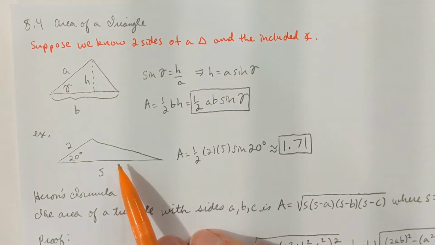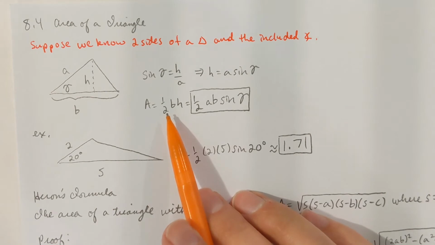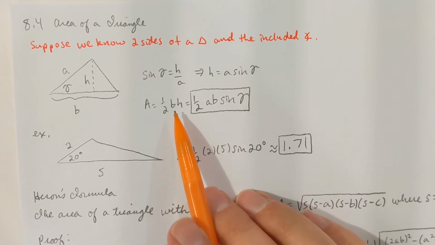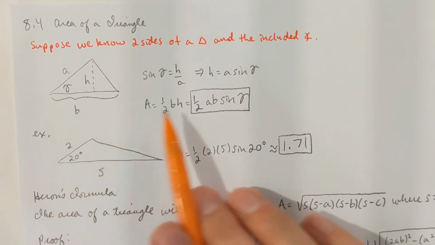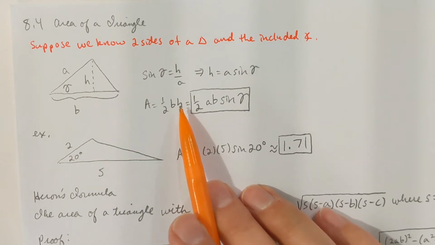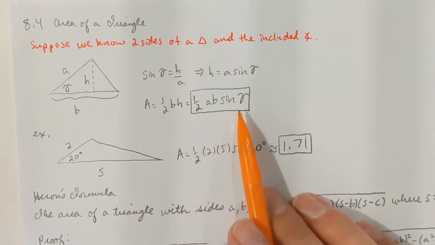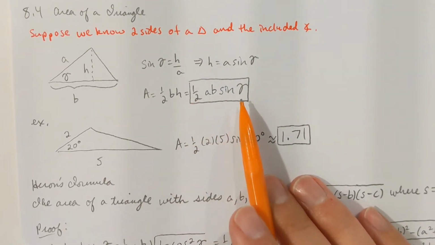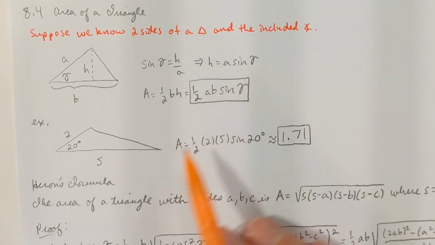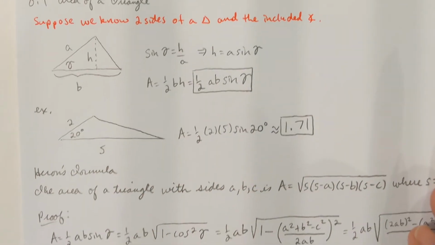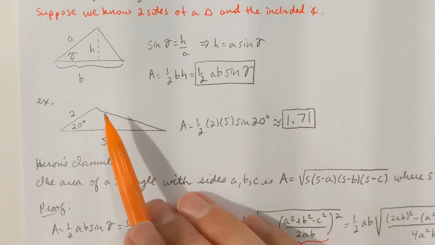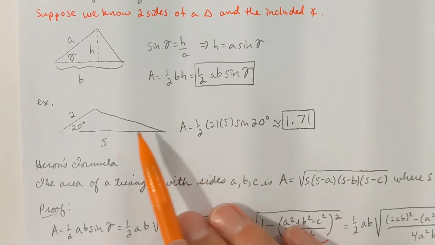know A and gamma. So when I use the formula 1/2 base times height, the base is B, and where I see the height, I would just simply replace that with A times sine gamma. Okay, so 1/2 AB times sine gamma would be the way to get the area of the triangle then. So here's an example. I know two sides of the triangle and then the angle between.